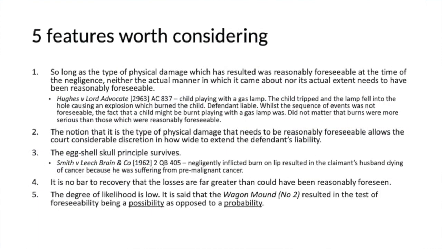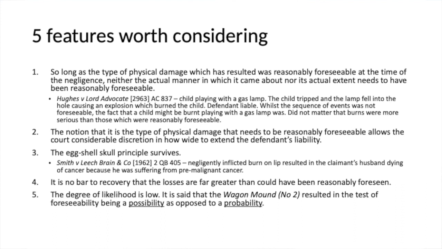So there are five features that are worth considering in this area. The first is that so long as the type of physical damage which resulted was reasonably foreseeable at the time of the negligence, neither the actual manner in which it came about nor the actual extent needs to be reasonably foreseeable. And that was best illustrated by the decision in Hughes v Lord Advocate, which again is a very well-known case. The decision in Hughes involved a child playing with a gas lamp, and the child tripped and the lamp fell into the hole, the excavation, which caused an explosion and burnt the child. The defendant was held liable.